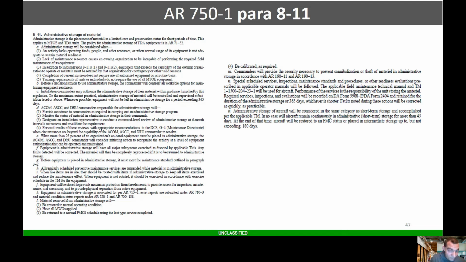So material removed from administrative storage: once you put it in and you take it out, it must be restored to all normal operating procedures, have all MWOs applied, and be returned to a normal PMCS schedule using the last type service completed. And this goes for calibration as well, all right?